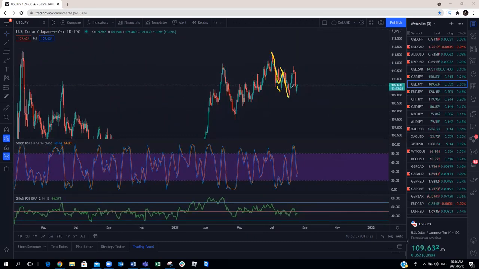1, 2, 3, and for this to go. Okay, so we did get the reaction here. We did get this move up to this level. But when we got to this level, we wanted to see a correction for more upside. But we were not going to expect any more upside because this was below 50.